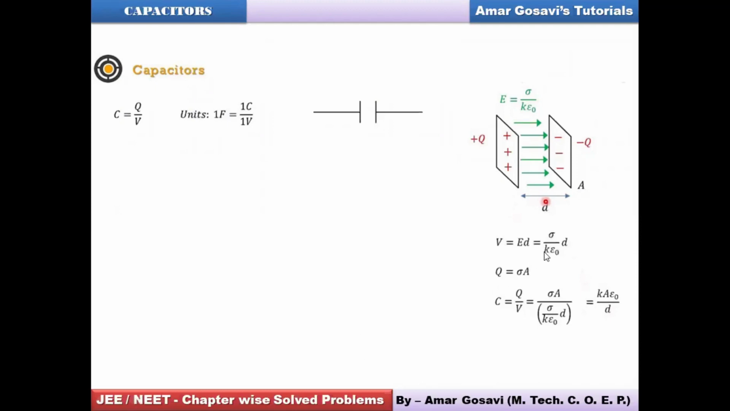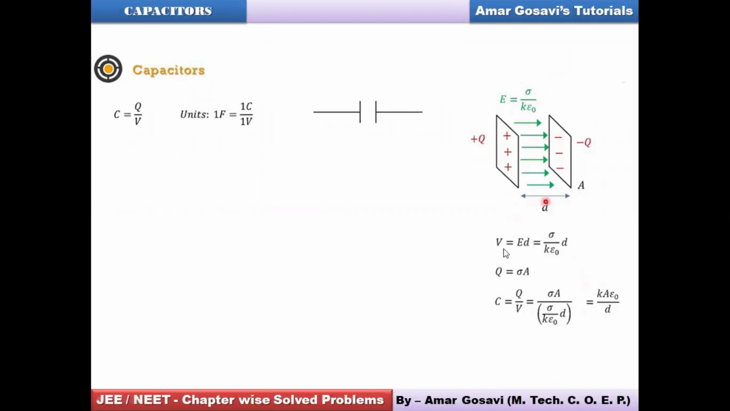Small d stands for the distance between the two parallel plates of the parallel plate capacitor. Having said that, we get the equation for potential as sigma upon K epsilon naught into d. Now we all know sigma is charge per unit area. That means sigma will be charge divided by area, right? So the total charge would be sigma multiplied by area, that is the surface charge density multiplied by area.